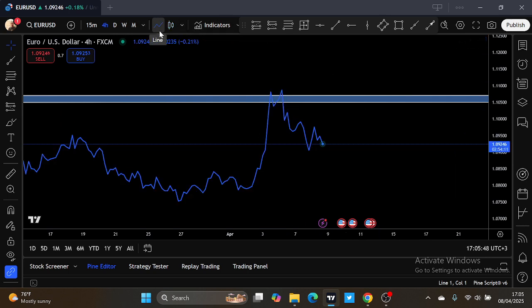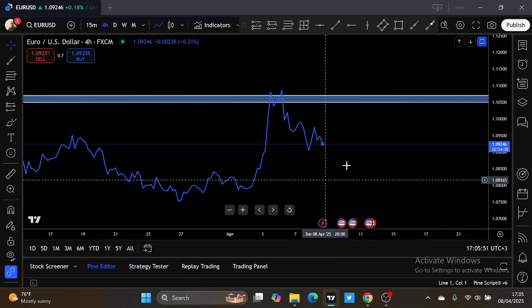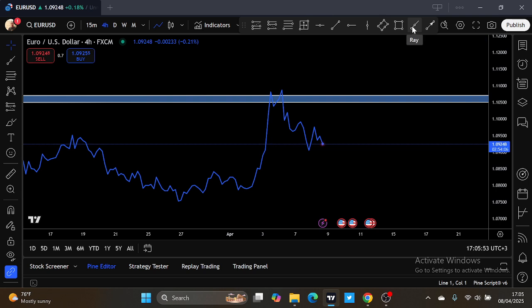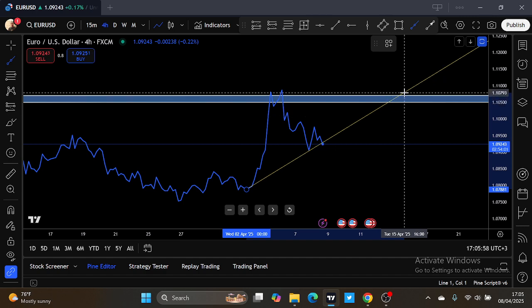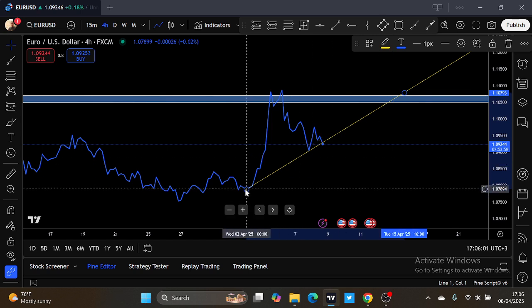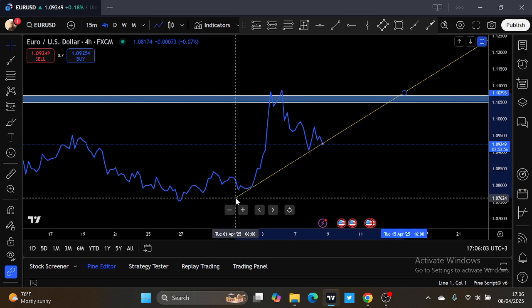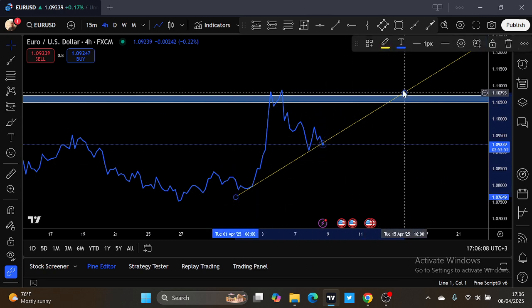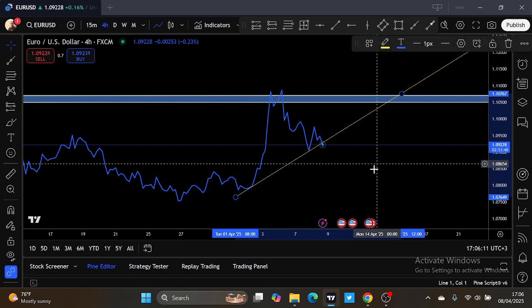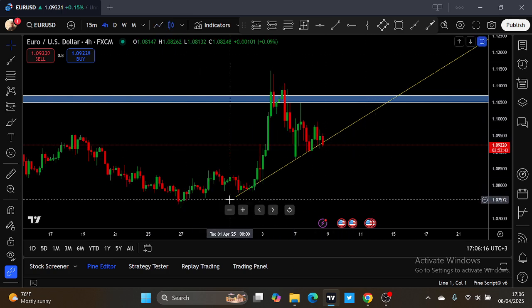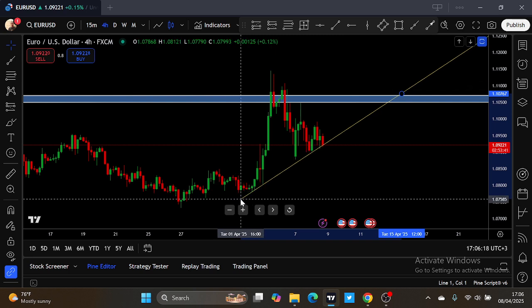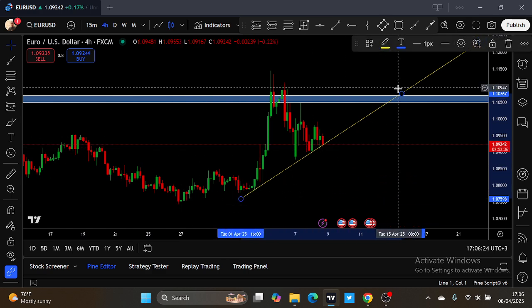So you go to the line chart like that, and then draw a trend line. How do you do the trend line? Connect 2 touch points, the first 2 touch points that we see. There you go, connect it well. Here. You have it. So after drawing a trend line on the line chart, you come to the candlestick chart to refine the trend line, to accommodate all the wicks.